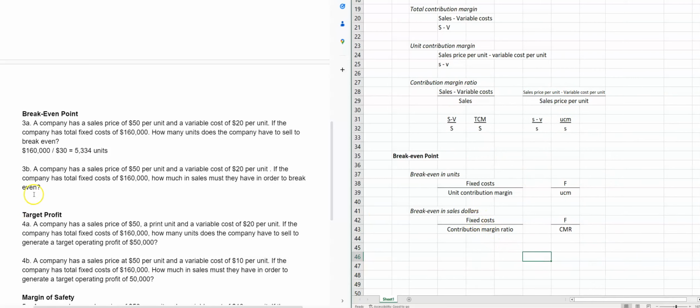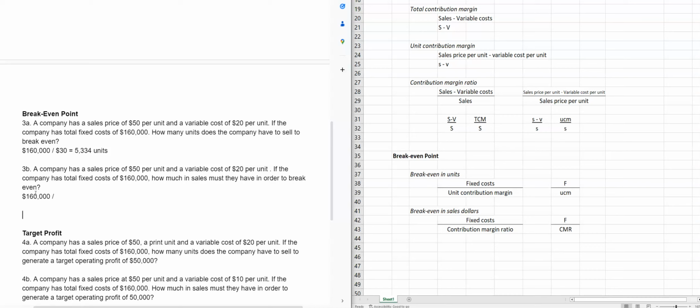So fixed costs, same thing as what we did before, divided by our contribution margin ratio, right? So let's do that again. Contribution margin ratio, we can use our totals for sales and variable costs, or we can use our per unit. They give us per unit, so we will use per unit. Again, I know we already did this, but let's just do it over and over and over again to the point where these concepts are like second nature, right?